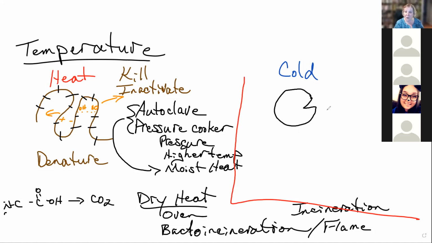Okay, so microbes have adapted to go into dormancy. So they basically go into hibernation.